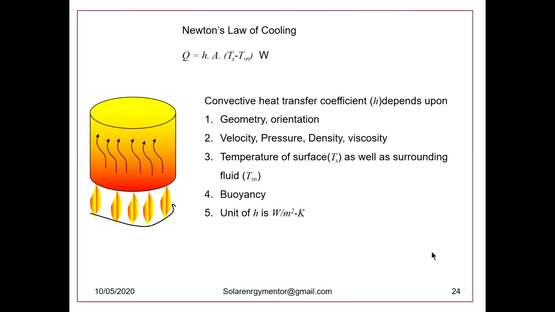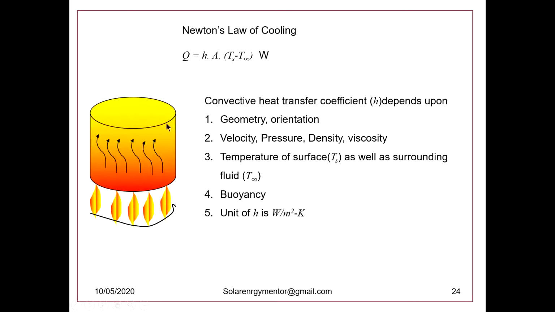So with these examples, let us turn to the equation. The governing equation of convection is called Newton's law of cooling. Newton's law of cooling says that Q, the rate of heat transfer, is equal to h, the convective heat transfer coefficient, times A, the surface area, times (Ts minus T infinity), where Ts is the surface temperature and T infinity is the surrounding temperature. The entire equation gives Q expressed in watts.